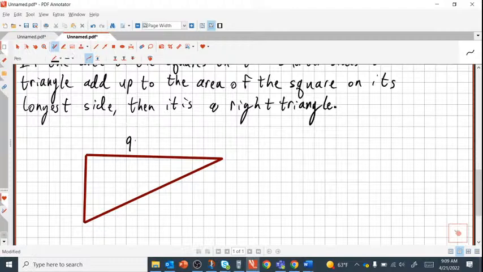I'm going to tell you this is 91 feet. This is 60 feet. And this is 109 feet. Will you guys talk to each other? Is this a right triangle? Find out if this is a right triangle using the converse of the Pythagorean theorem.